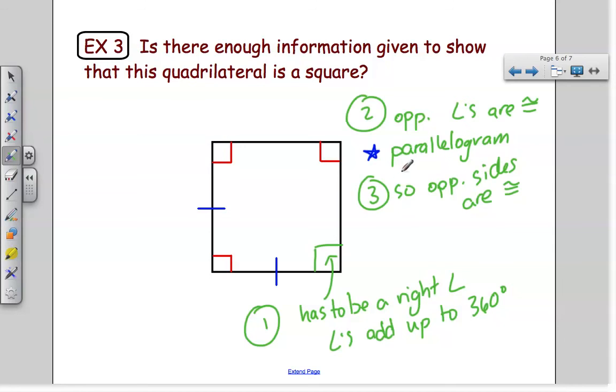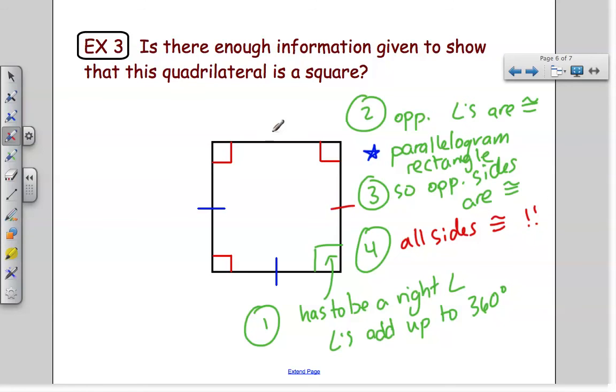Actually, I guess I should say, if all the angles are right angles, that also made it a rectangle, didn't it? Because all the angles were right angles. So it's a parallelogram or a rectangle, so the opposite sides are congruent. Now, all the sides are congruent, because if opposite sides are congruent, then I also have one tick mark here and here. Now, it's a square.